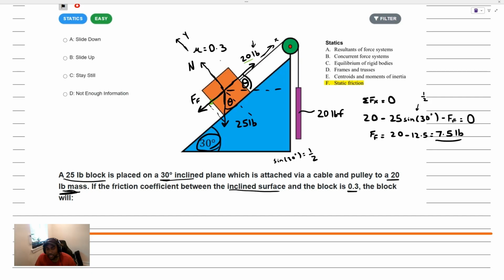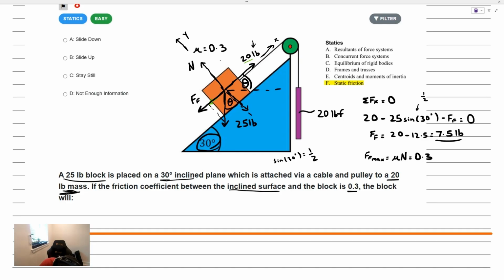Now to check to see if it's feasible for the friction force to be equal to 7.5 pounds, what I'm going to need to do is compare it to the maximum possible friction that we can get. The maximum possible friction that we can get is equal to the product of mu times N. We know mu is 0.3, and if we go ahead and sum the forces in the y direction, you could see that the normal force is just going to be equal to that component of the weight, which is normal to the plane in the y direction.